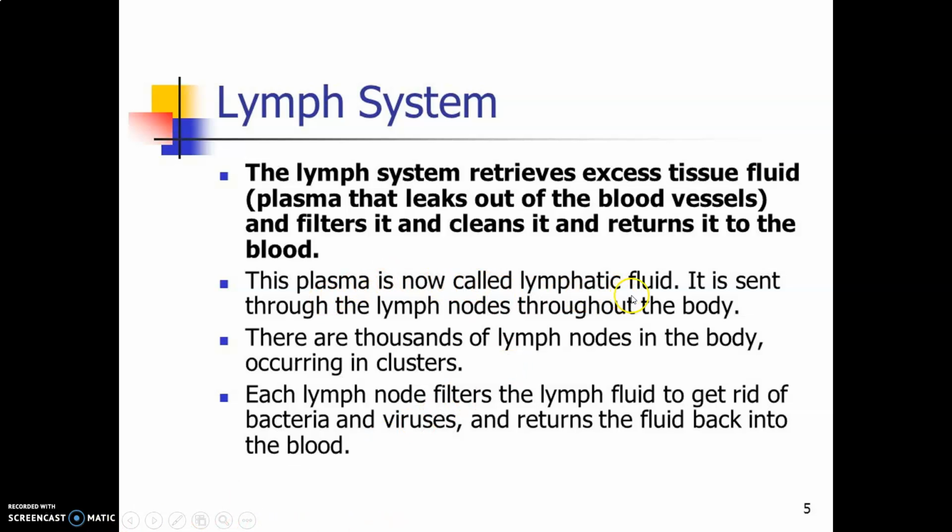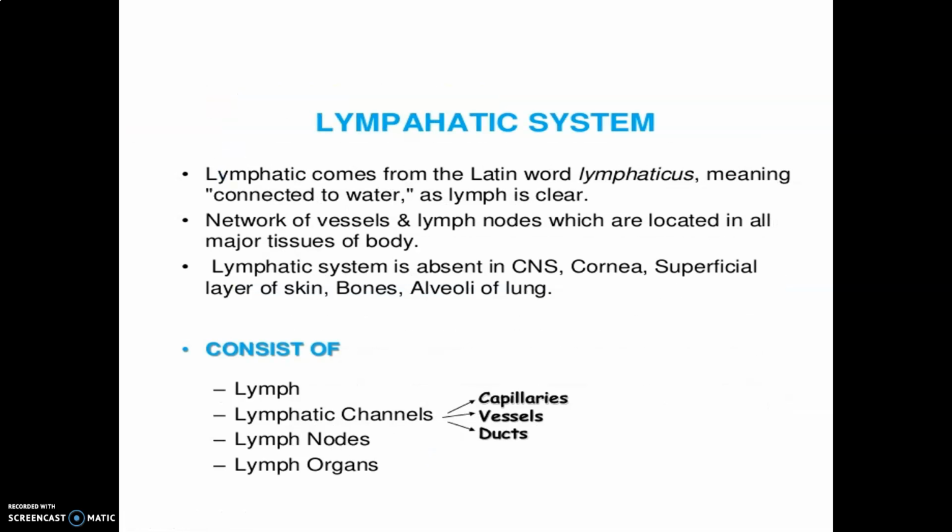The plasma that leaks out of the blood vessels, called lymphatic fluid, is sent through the lymph nodes throughout the body. There are thousands of lymph nodes which occur in clusters. Each lymph node filters the lymph fluid to get rid of bacteria and viruses and returns the fluid back into the blood. The word lymph comes from lymphaticus, which means connected to water, as lymph is clear. As I told you, it does not contain RBCs, so it appears to be clear.